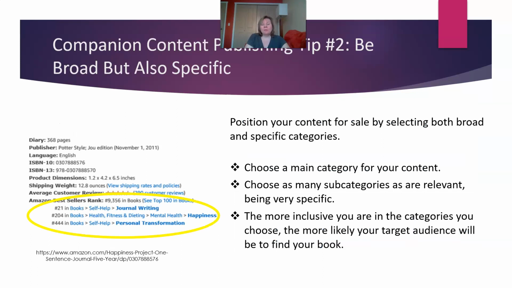Now, another tip is to be broad and specific in terms of what you're putting up. This can be accomplished if you are publishing to Amazon by selecting both broad and specific categories. You can have a main overall category for your publishing and then some subcategories that are more specific. Again, you can look in those specific categories and see what their top books are and what the overall sales ranking is in that category.